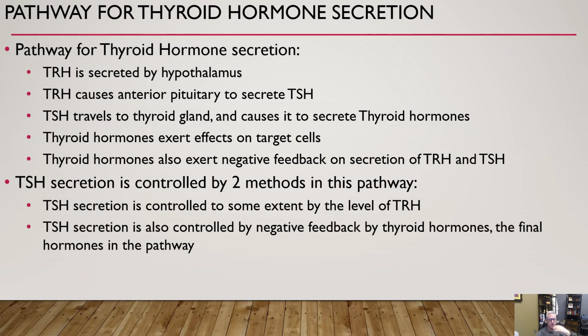And then, it's a negative feedback loop. Basically the primary action of thyroid hormone is to enhance the rate at which proteins are synthesized. So TSH secretion is controlled by two methods in this pathway. It's going to be a negative feedback loop, and it's still controlled to the same extent by the level of TRH, the thyrotropin releasing hormone from the hypothalamus, as well as the amount of TSH in the body.